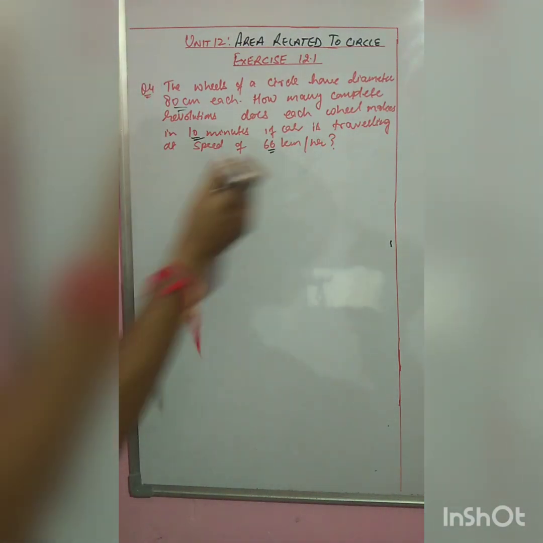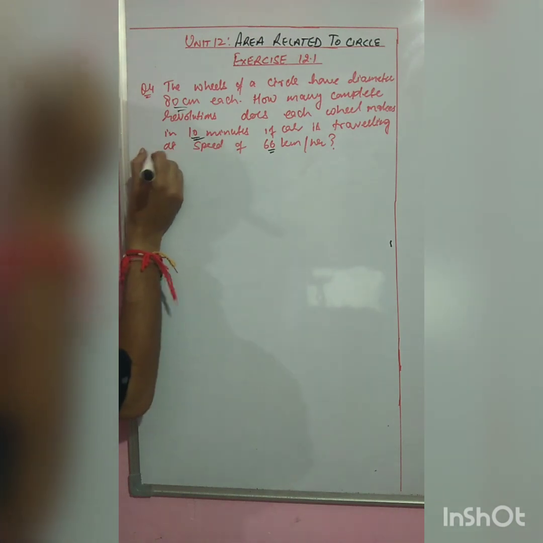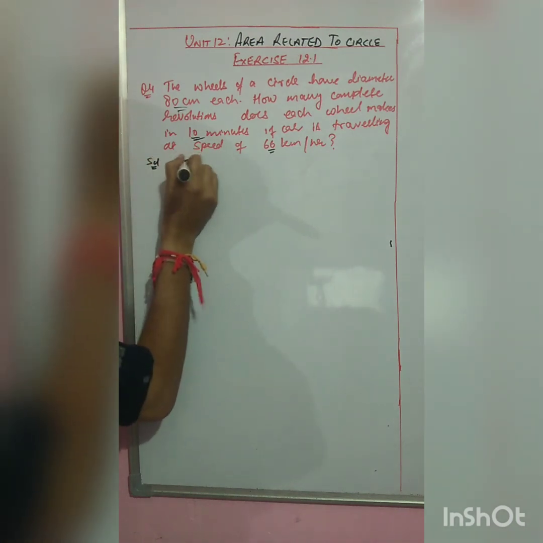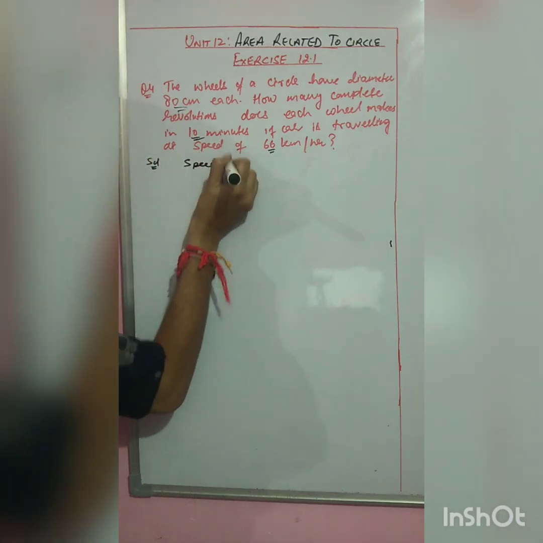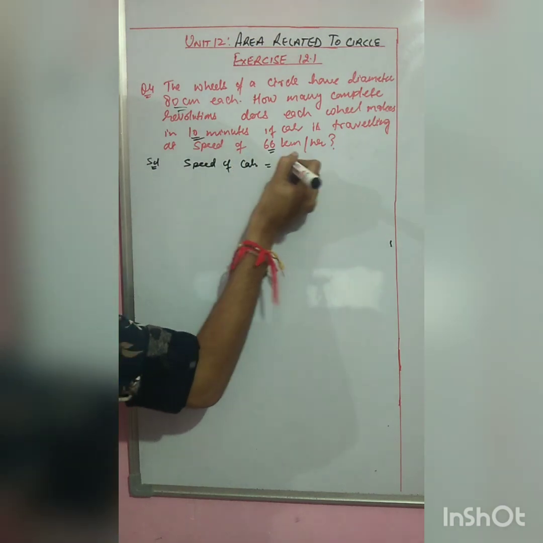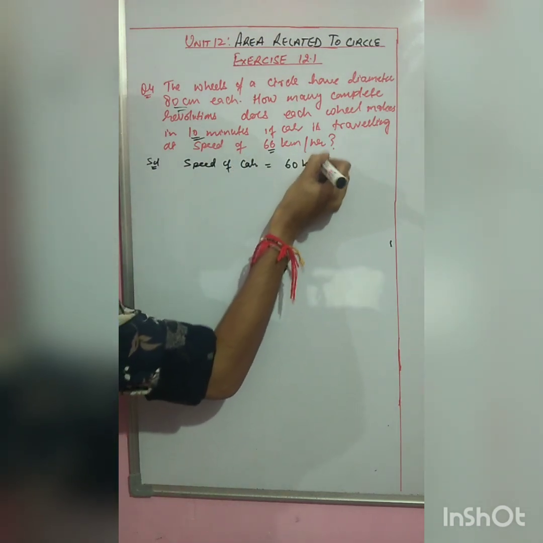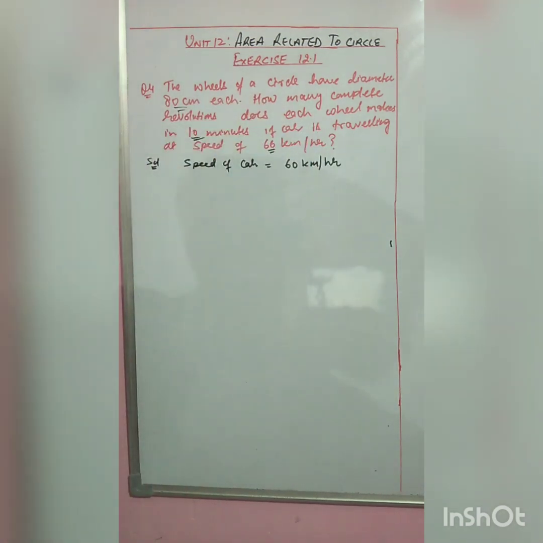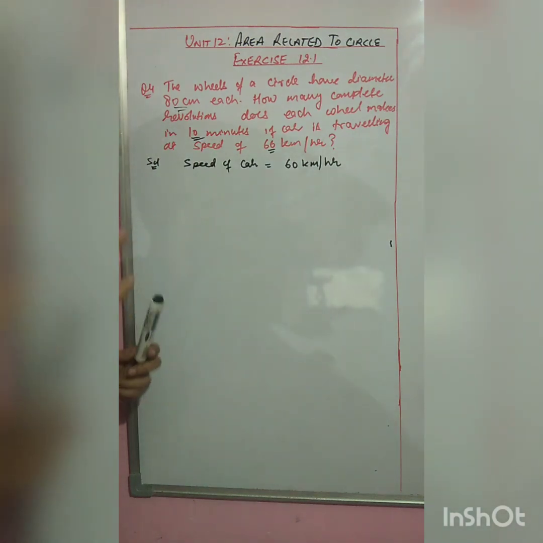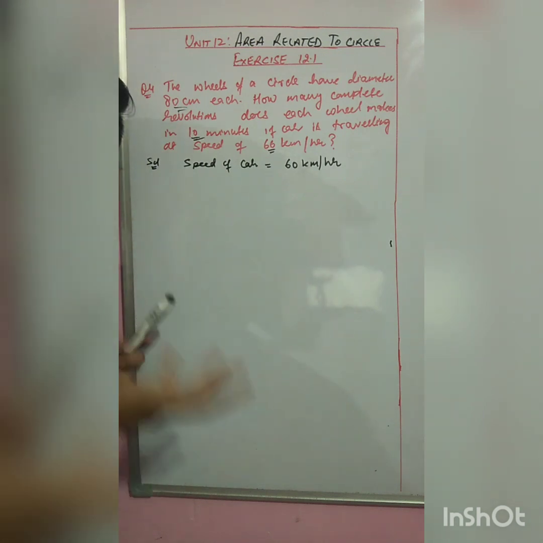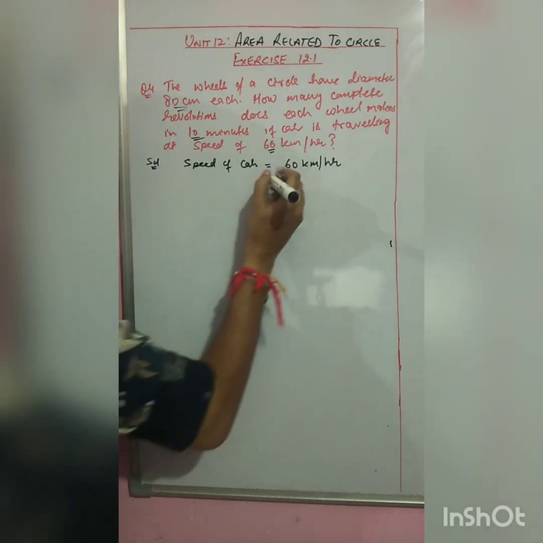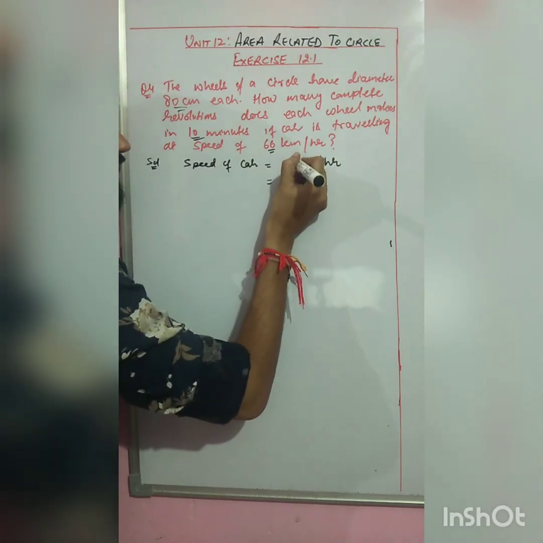So let us first find how much distance the car has to travel. Solution. Speed of the car is 66 km per hour. We have to convert it into meter per second. Why? Because these are the standard units, and it would be easy for us to go for calculations in the standard units. So it is 66 km per hour.